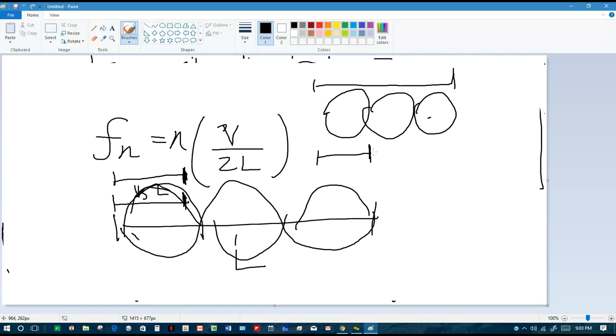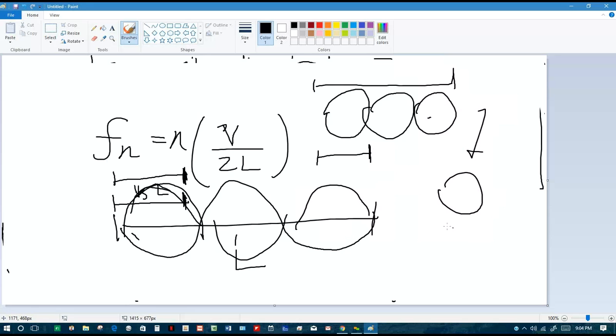If it's originally 3 loops and it goes to only 1 loop, the frequency has gone down by a factor of 3. It loses 2/3 of its length, so it goes from this one to just 1 loop.